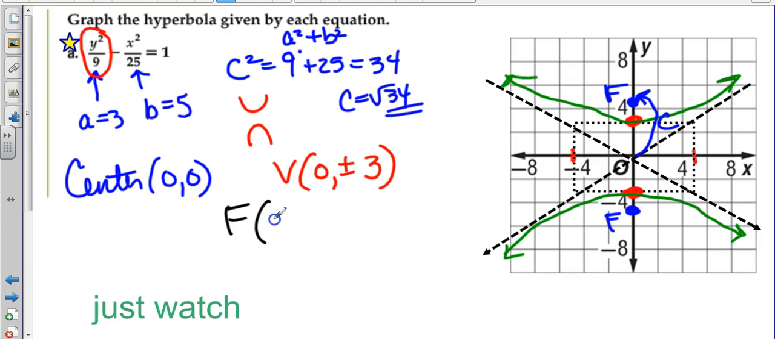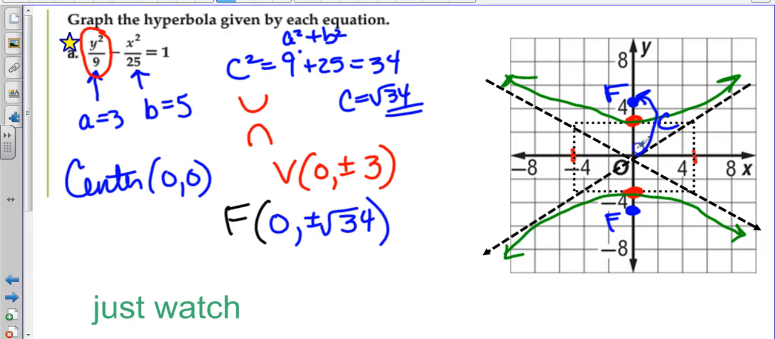So it's at (0, plus or minus square root of 34). Everybody all right? And then the asymptotes. Is there an h and a k on this? Just 0, right? It goes through the origin. So these two lines go through (0, 0), but they have a slope.